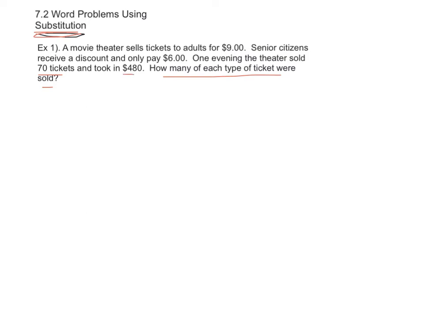So when you're doing a word problem, the first thing you need to do is figure out what is the question that they're asking. How many of each type of ticket were sold? And then you need to name variables for the two different things you have. We're going to be using two variables and two equations for all of our word problems. So we have adults, and we'll let the adults equal A, and then we have senior citizens buying tickets, and we'll let senior citizens equal S.